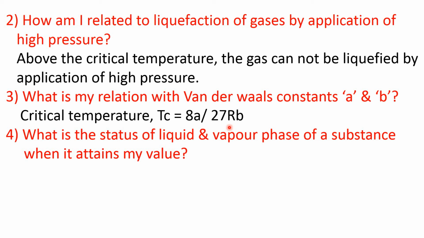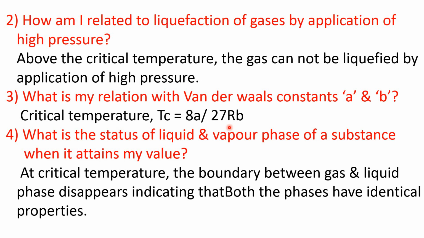Number 4: What is the status of the liquid and vapor phase of a substance when it attains my value? Already we have seen that at critical temperature, there is no boundary between liquid and vapor phase, indicating that both phases have identical properties. You cannot distinguish them. So this was our riddle number 16.